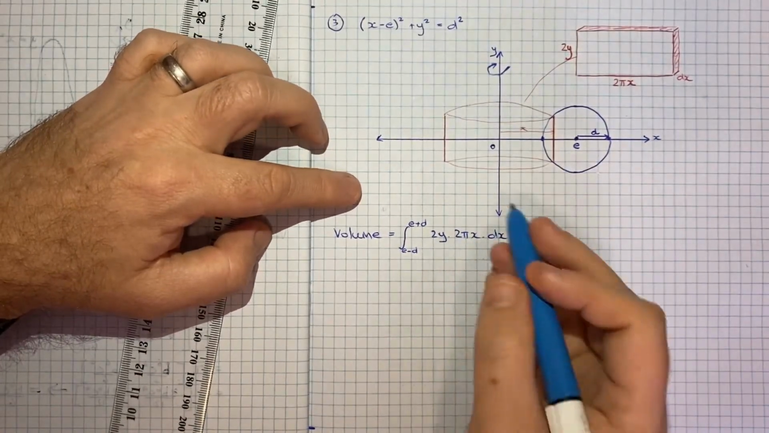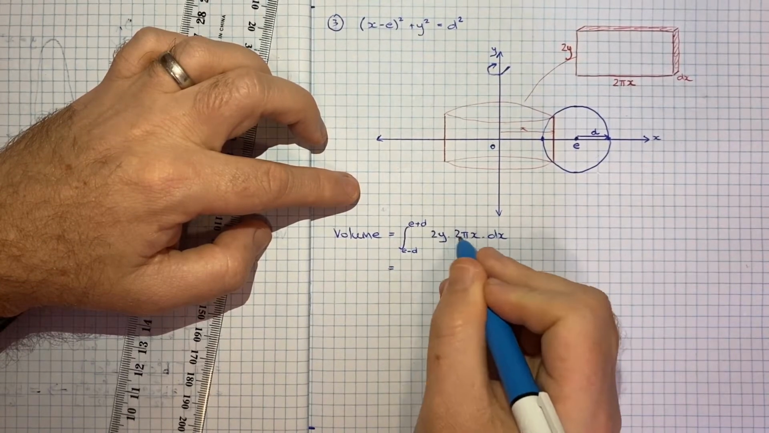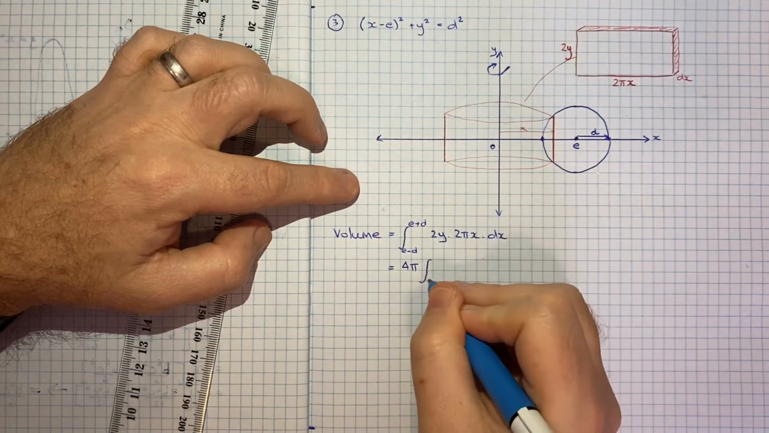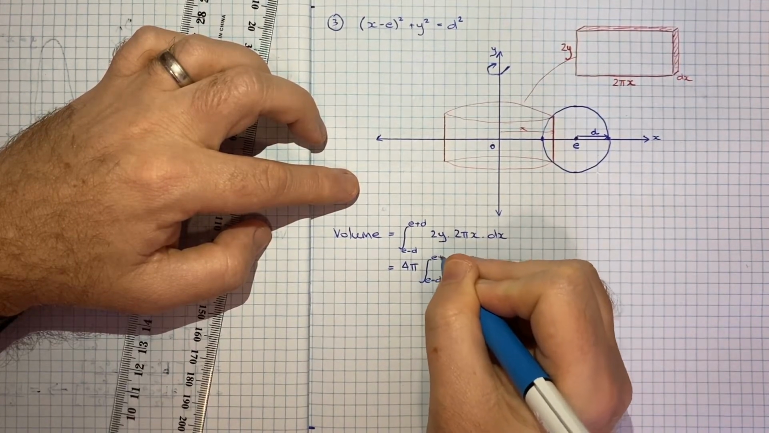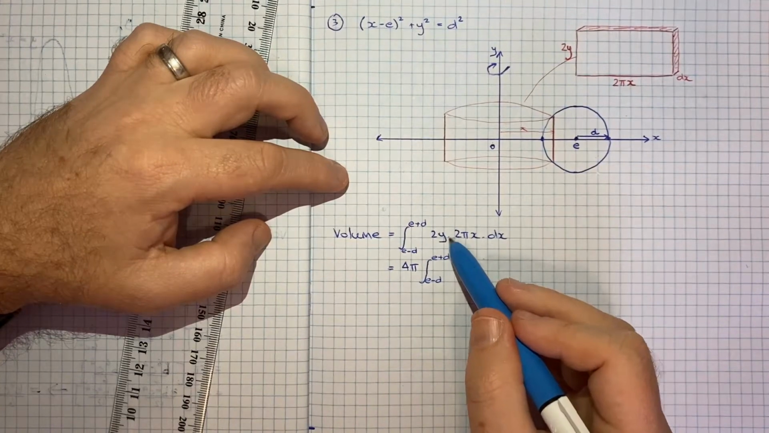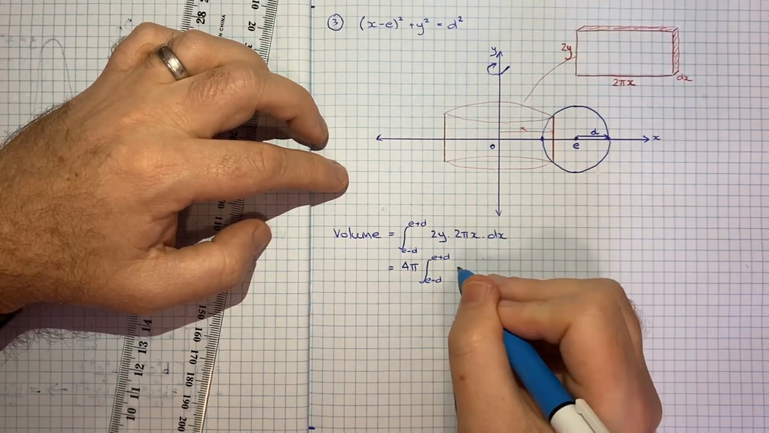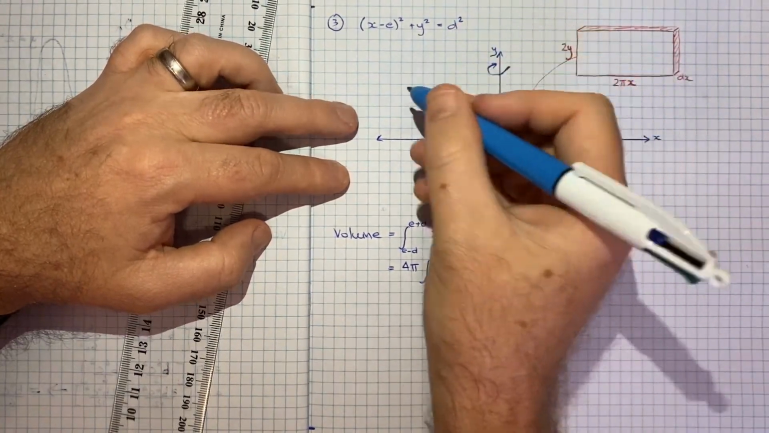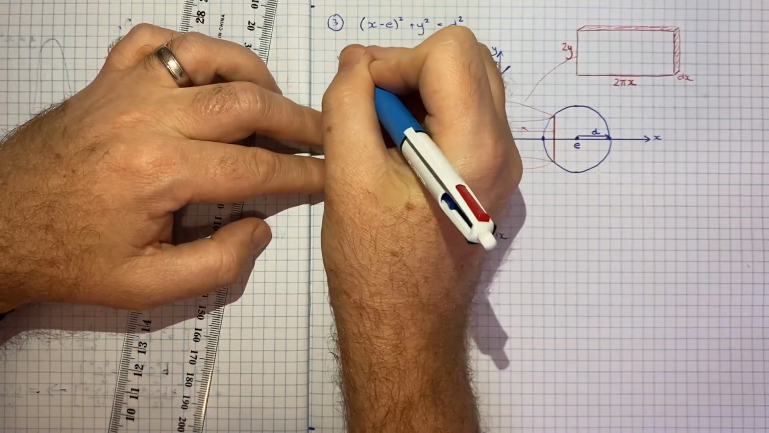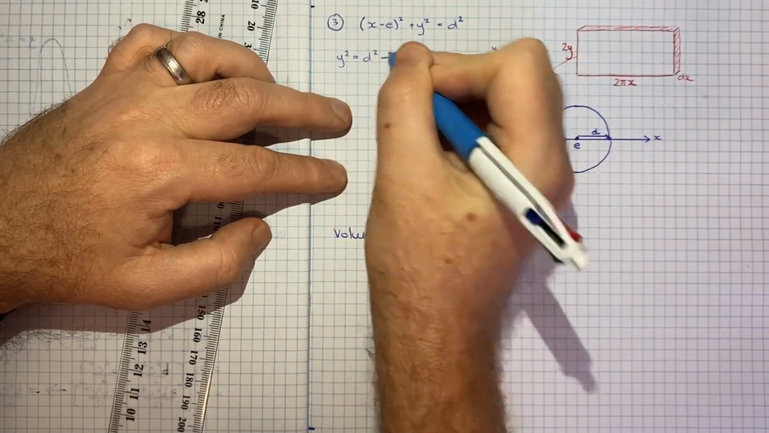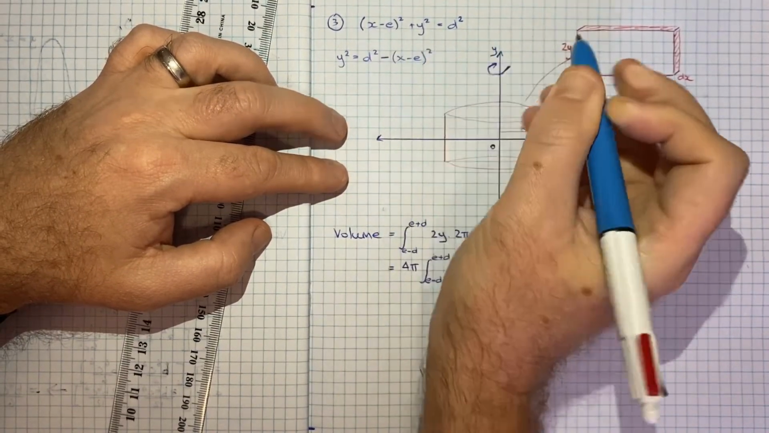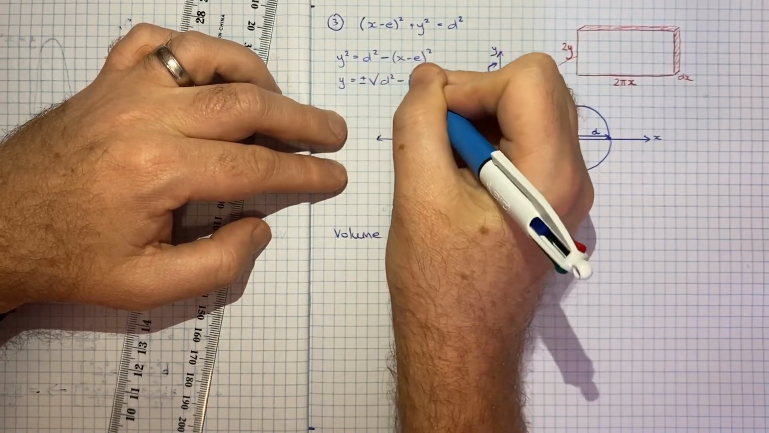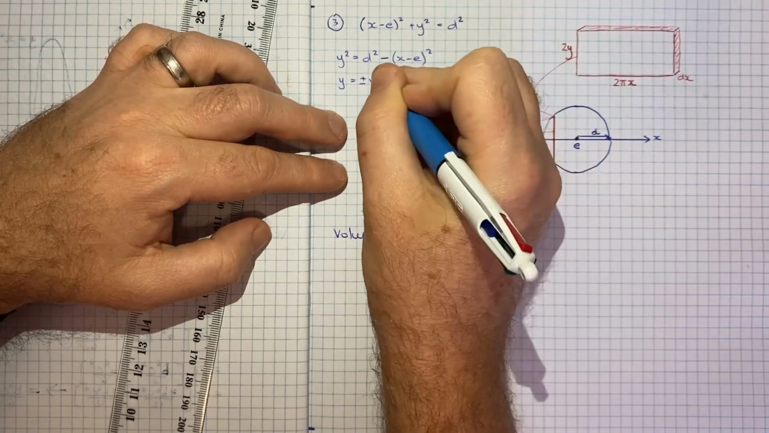So I'll just bring out my constants. So we'll have 4 pi times the integral of e minus d to e plus d of x times y. So we'll have x, and I want to get y in terms of x. So here we'd have y squared equals d squared minus (x minus e) squared. So y would be plus or minus the root of d squared minus (x minus e) squared.